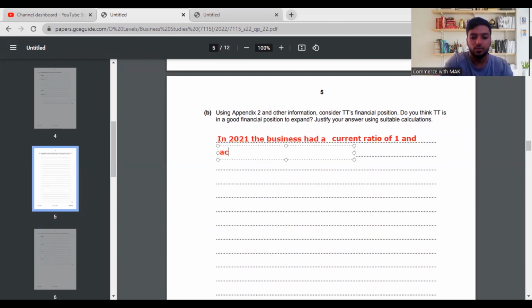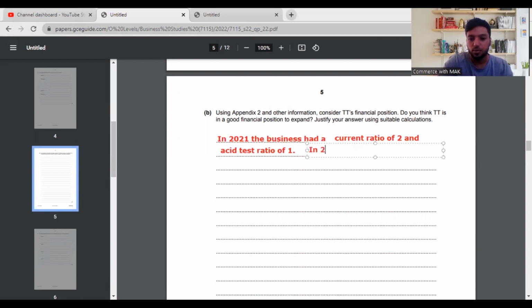Acid test ratio, sorry, current ratio was 2, and acid test ratio of 1. Okay, so you get 1 mark for writing this, and then we move on to the next part.